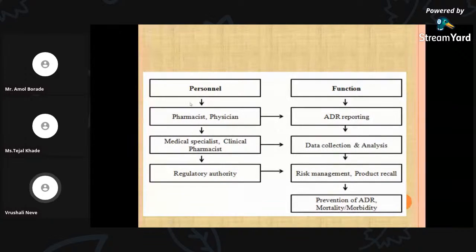So this is the whole process of monitoring ADR in the pharmacovigilance unit. This is the flow chart for who can report the ADR to the PV center, and this is the flow chart that indicates how exactly the process of ADR reporting and monitoring goes on in the pharmacovigilance unit.